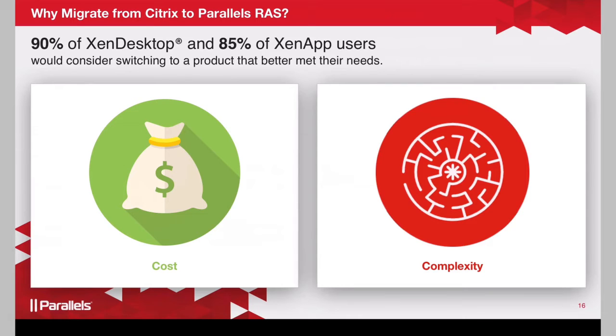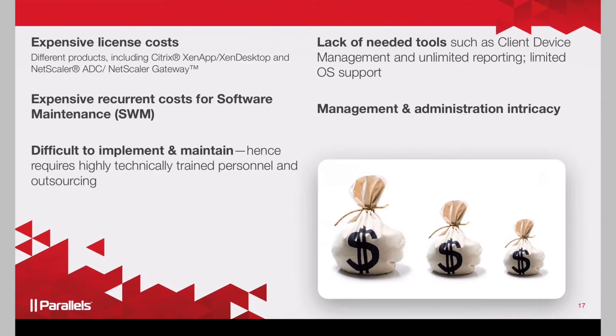And let's talk about the big reason we're here today: how and why we should migrate from Citrix to Parallels Remote Application Server. So 90% of the XenDesktop market and 85% of XenApp users would consider switching from Citrix to something else for 2 major reasons. One of them is cost, and the second is that it's very complex to manage and maintain. So let's take a look at the first one, which is related to the cost analysis. We know it's very expensive, license, maintenance, and Citrix has been changing the license model and cost recently.